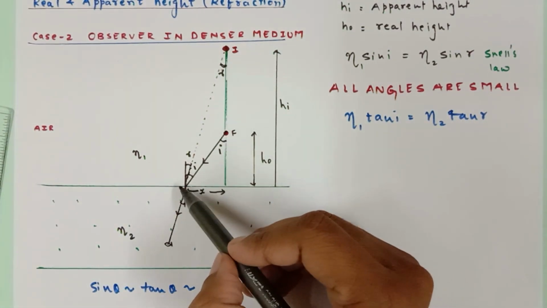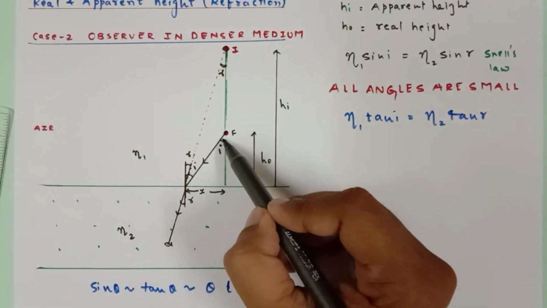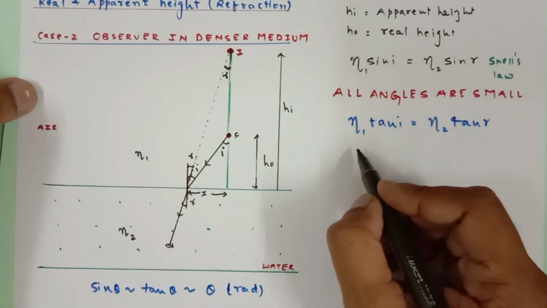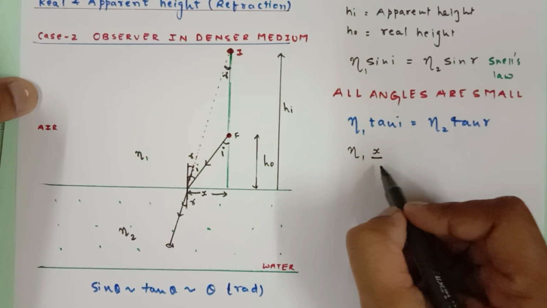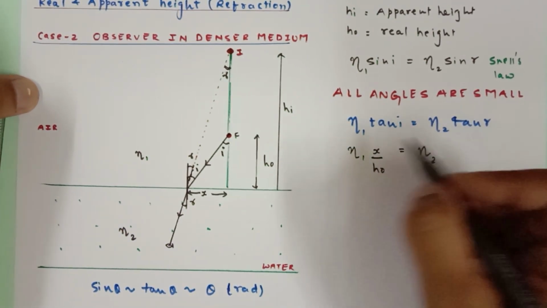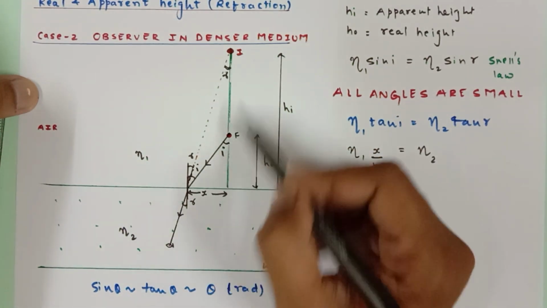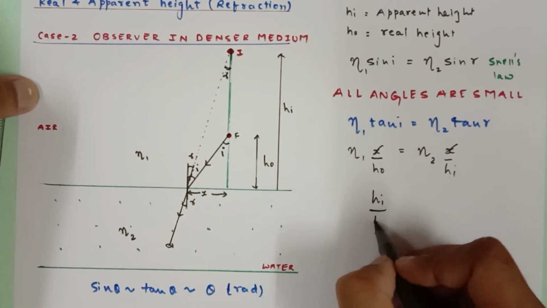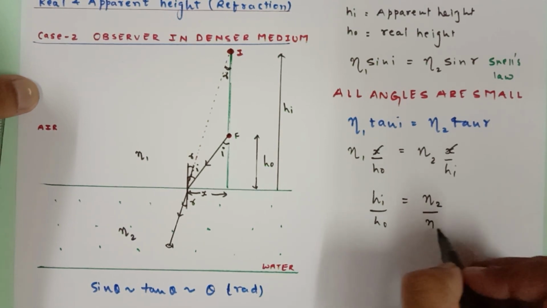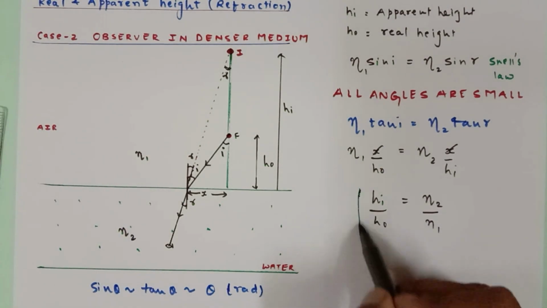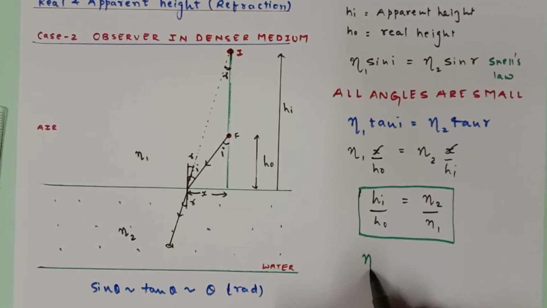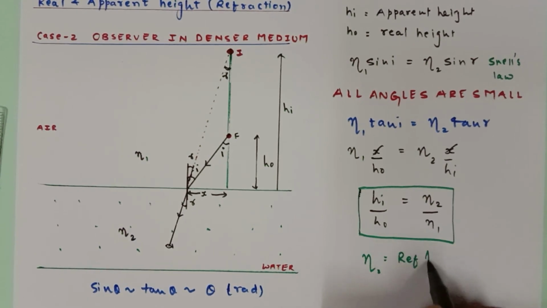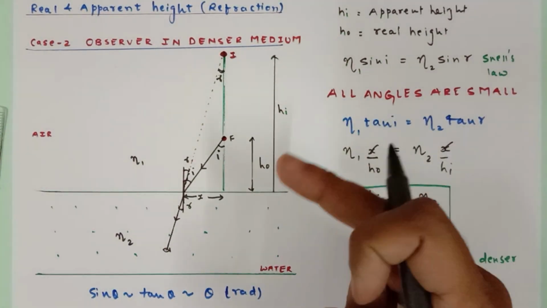Now in this triangle, tan I is equal to perpendicular upon base. So eta 1 into tan I is equal to x upon HO, which is equal to eta 2 tan r. From this bigger triangle, it is x upon HI. Again x is getting cancelled, so I get the same relationship: HI upon HO is equal to eta 2 upon eta 1. Again a very important relationship, but this time people don't get confused that eta 2 is the refractive index of the denser medium. In the previous case, it was the refractive index of the rarer medium.